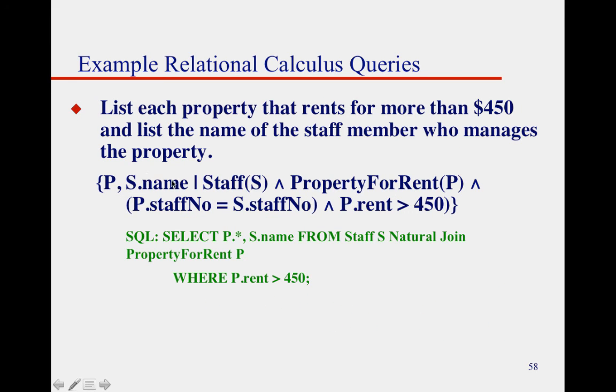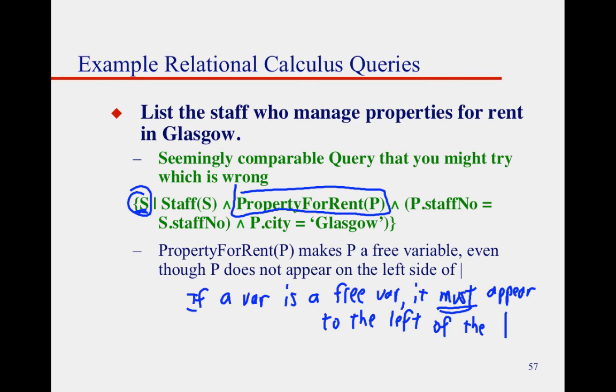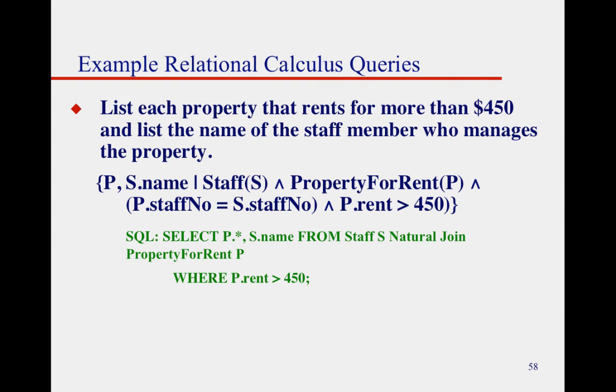Now I get to write it directly. Here, P and S appear on the left-hand side. Now it's more natural because I can say staff S and property for rent P. Now I can say and P dot staff number equals S dot staff number. The reason I can say it is because both S and P appear on the left-hand side. I think that's silly, but I don't make the rules. Okay? And I never got to talk to one of the mathematical geniuses that decided this was illegal. But they said it's illegal, so it's illegal.